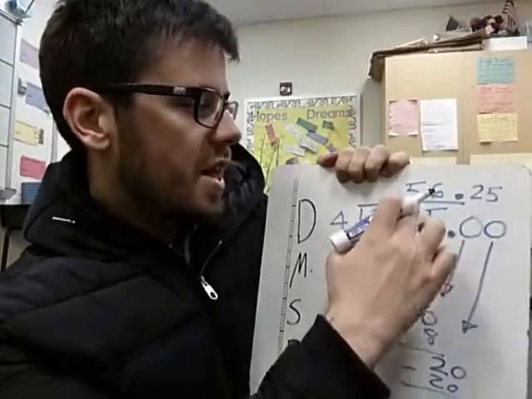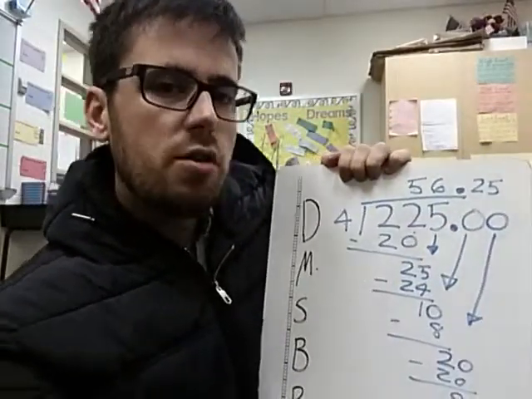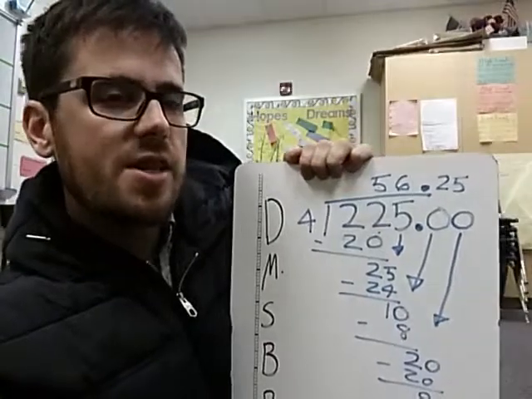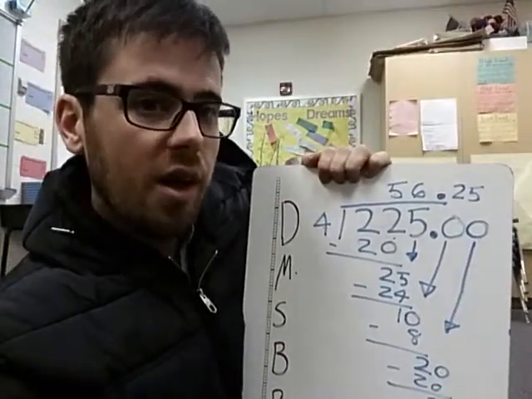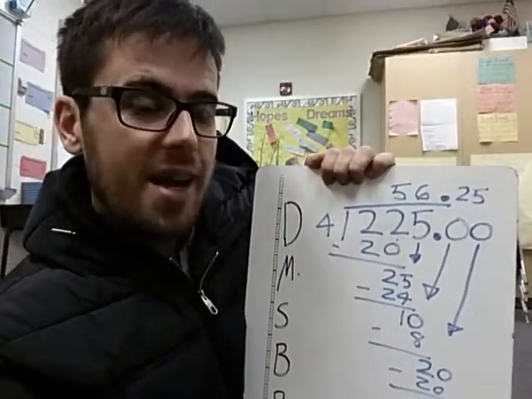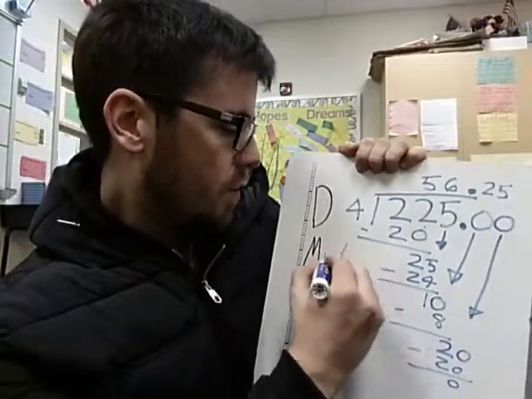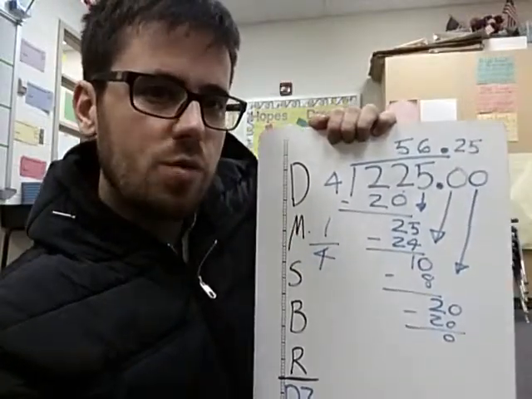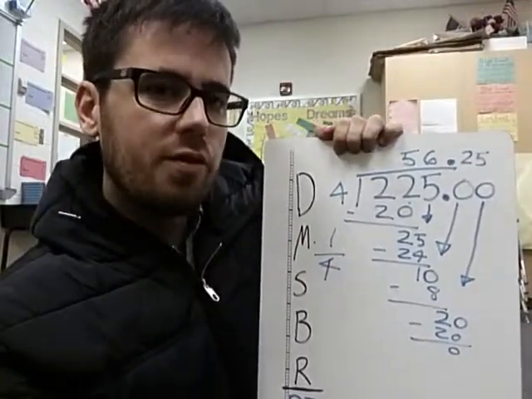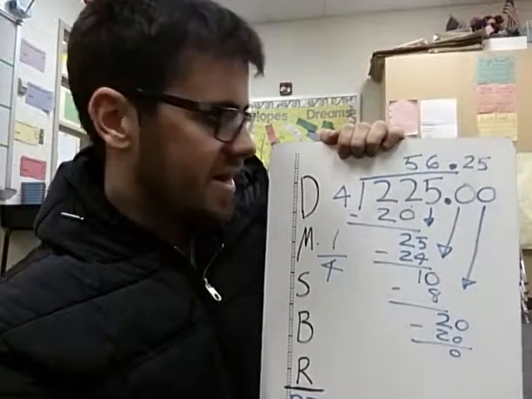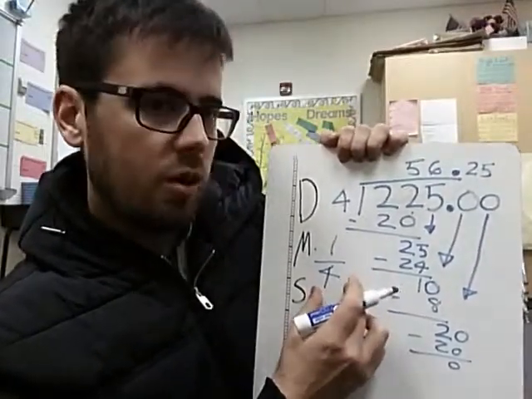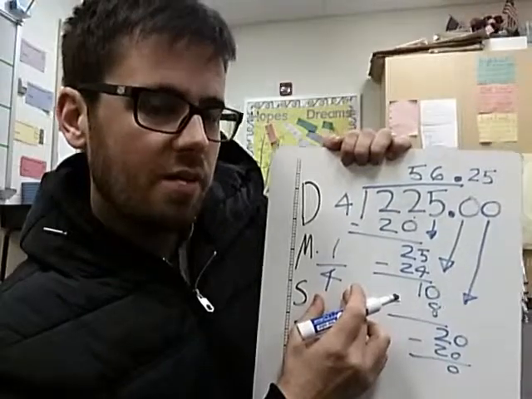Our final answer is 56.25, or 56 and 25 hundredths, or 56 and 1/4. Yes, in fact, I said before, you probably recognized 1/4 as 0.25 or 25 hundredths. In fact, yes, if you were to look at the fraction, it would be 56 and 1/4.